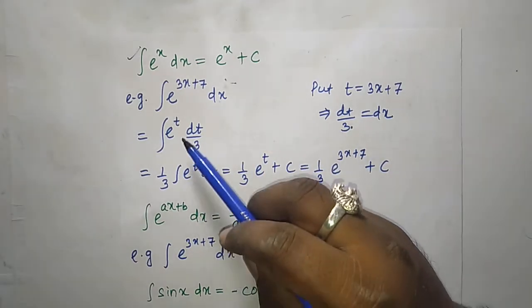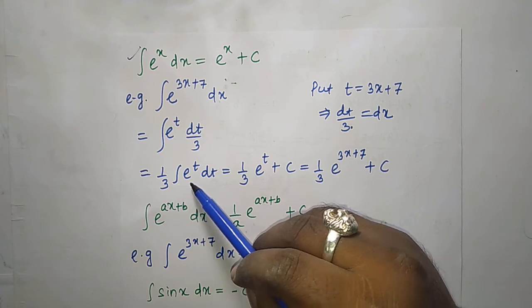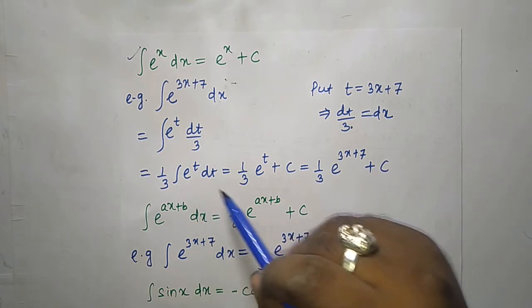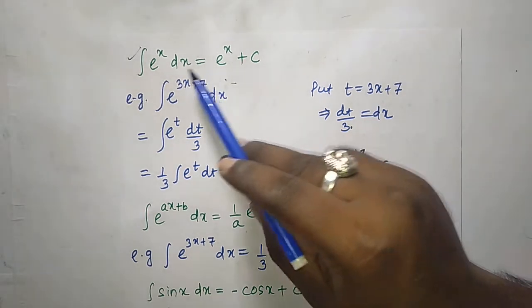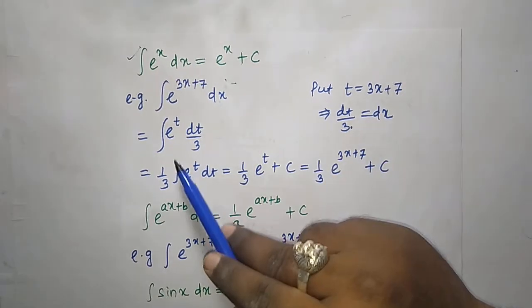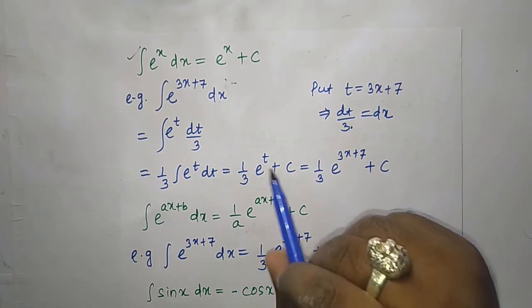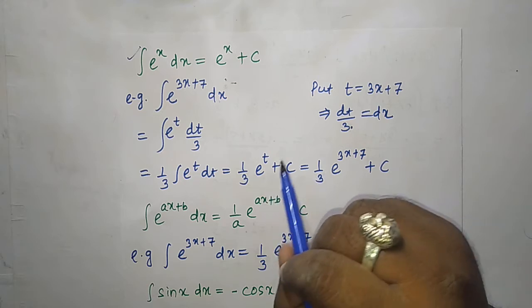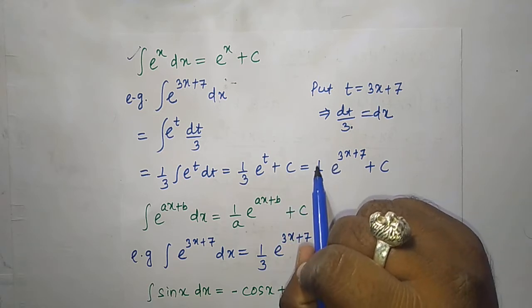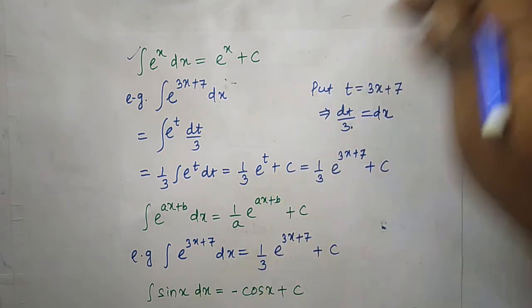Okay. Now what have we got? Take 1 by 3 common, and integration of e to the t is there, and integration of e to the t is e to the t, we know by this formula. Here integration of e to the x is e to the x plus c. So integration of e to the t is equal to e to the t plus c. So the answer is 1 by 3 e to the t plus c, and put back the value of t here. So I have got 1 by 3 into e to the power 3x plus 7 plus c.